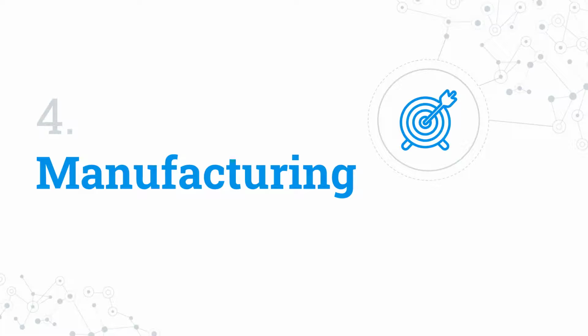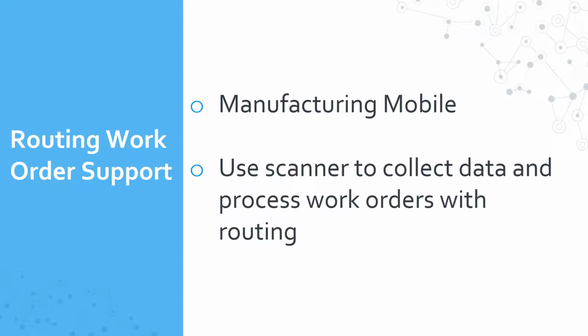For manufacturing functions, we have one notable update. Manufacturing Mobile 2021.1 now supports work orders with routing. This will allow you to use a scanner to collect information and process work orders with routing. Using the Suite app, you can scan a WIP work order with routing for a work center and report work done for an operation step for a WIP work center.